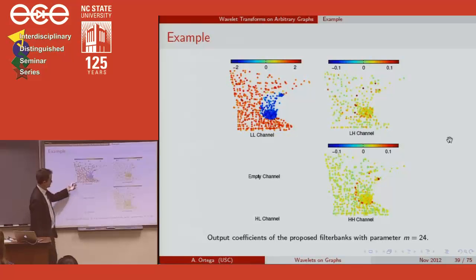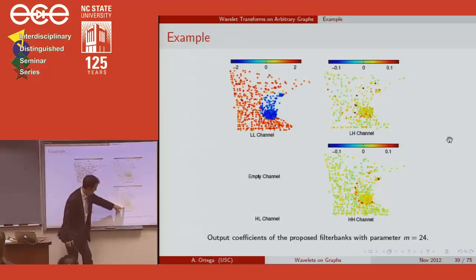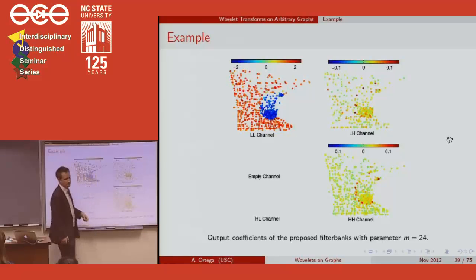And you can see that when you look at low pass in both subgraphs, you have something that looks very much like the original signal. It's just that it's being downsampled. And when you look at the high frequencies, you can see that there's actually high energy around the boundary area.